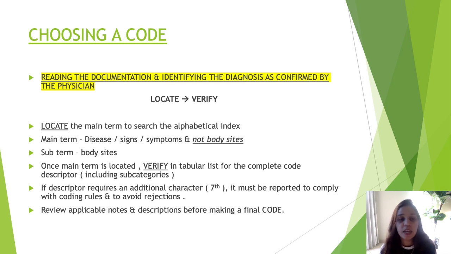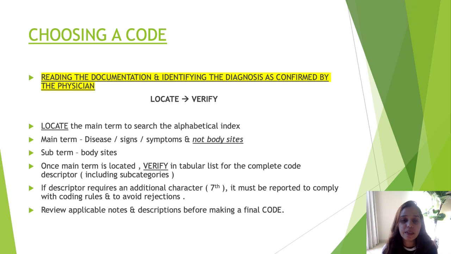If suppose only pain is mentioned and rheumatoid arthritis is not mentioned, then we have to go for the signs or symptoms. So when the disease is present, we go for the disease condition. If signs and symptoms are present which are related to the disease, then we look only for the disease. If only signs and symptoms are mentioned and not the disease, then we go for the signs and symptoms. And then we have to look for the body side.